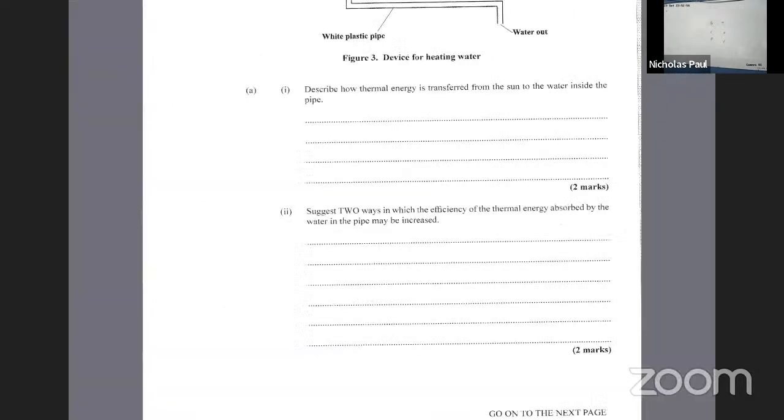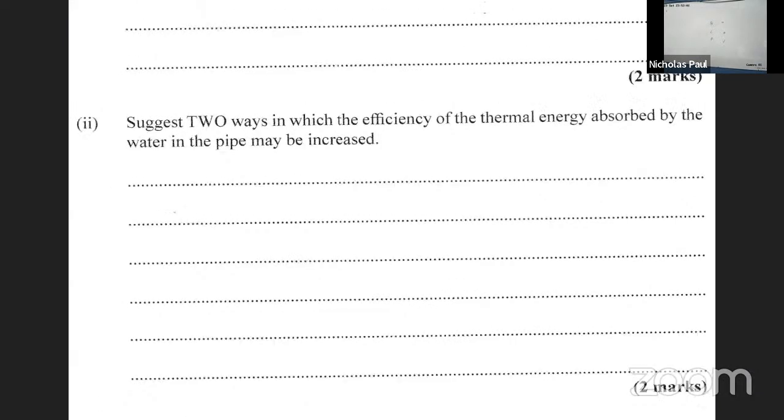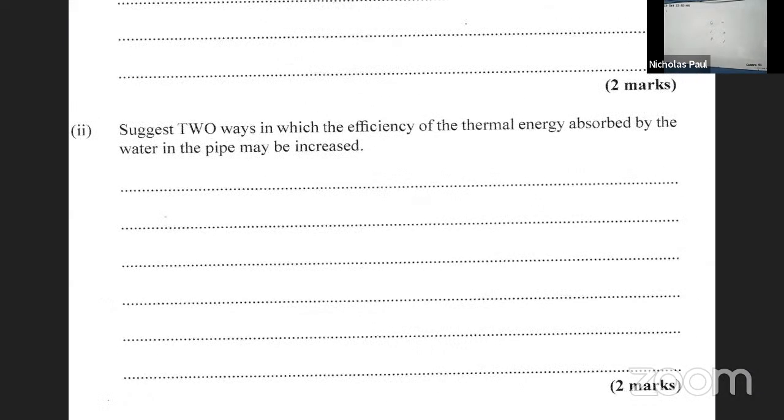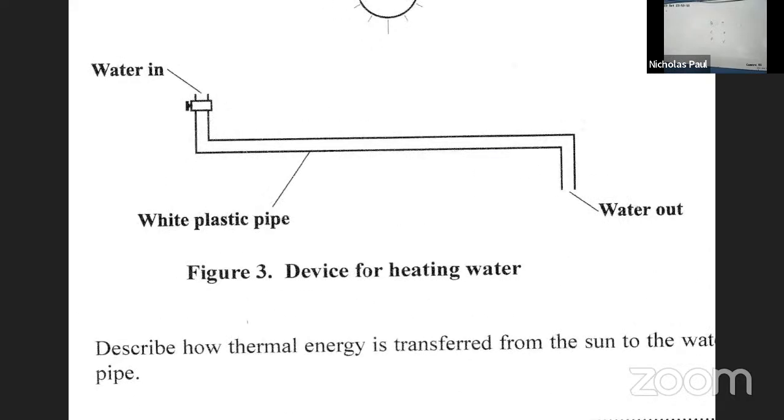Suggest two ways in which the efficiency of the thermal energy absorbed by the water in the pipe can be increased. How can we increase the efficiency? Use a black metal pipe. Anything else we can do? So we take the pipe, make it black, and make sure it's metal. Anything else?